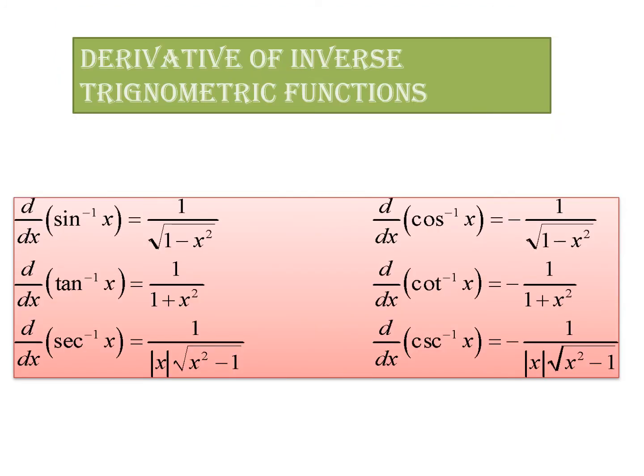Now derivative of inverse trigonometric functions, derivative of sine inverse x is 1 upon under root of 1 minus x square, whereas derivative of cos inverse x is same as derivative of sine inverse x but with minus sign, that is minus 1 upon under root of 1 minus x square.